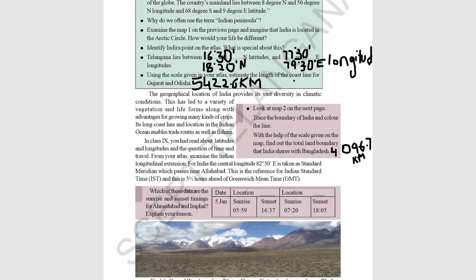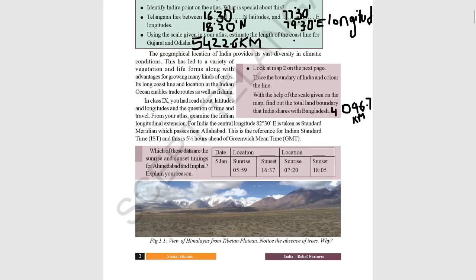And from the latitudes, longitudes, that is 30 degrees. And Telangana lies between 16 degrees 30 minutes north and 18 degrees 20 minutes north and 77 degrees 30 minutes east to 79 degrees 30 minutes east longitudes. Using the scale given in your atlas, estimate the length of the coastline for Gujarat and Odisha, that is 5,422.6 kilometers.